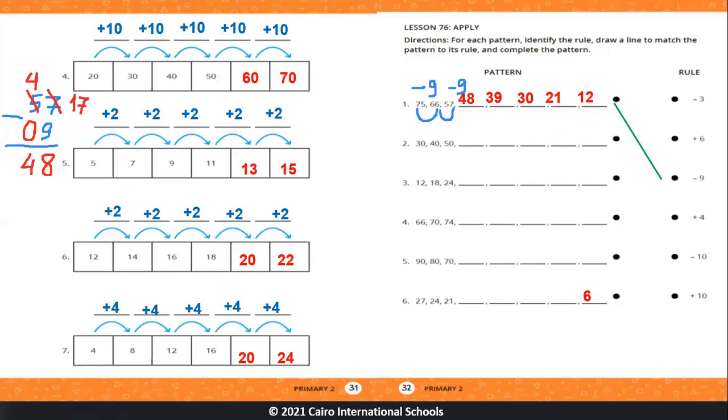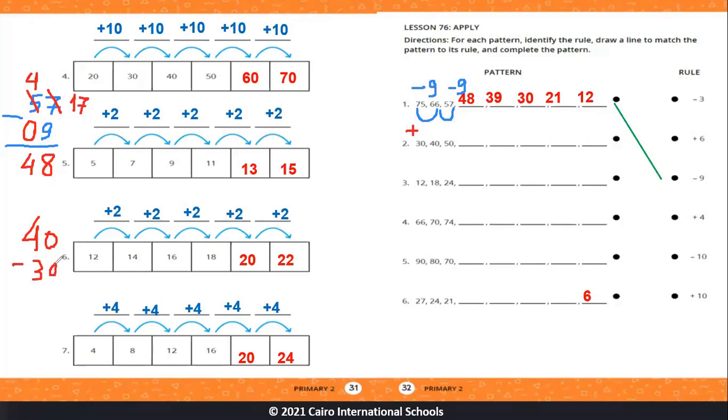Okay? The next question. 30, 40, 50. Yeah, the numbers are getting increased. Increased by what? If it's an increasing pattern, I will write plus. Increased by what? Subtract 40 minus 30. 40 minus 30 equals 10.